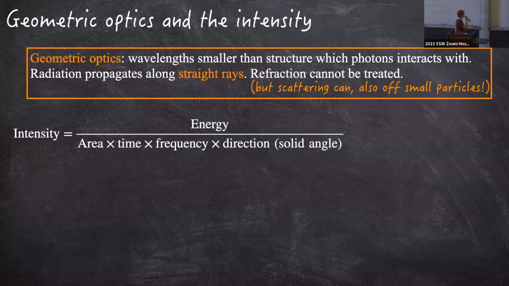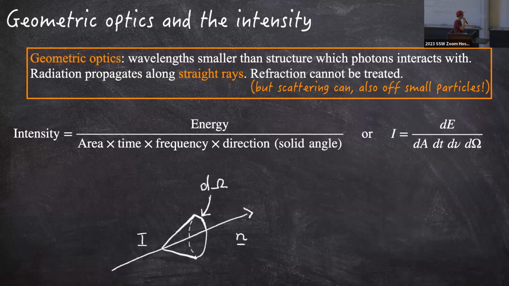Right, so a very useful quantity for doing this is the so-called intensity, which is just energy traveling along a ray per unit area, time, frequency, and direction, which is also called per solid angle. The more mathematical way of writing it is I, intensity, equals dE, energy, over dA, area, dt, time, dν, frequency, and dΩ, which is the solid angle or the direction.